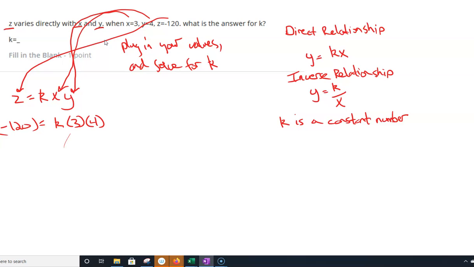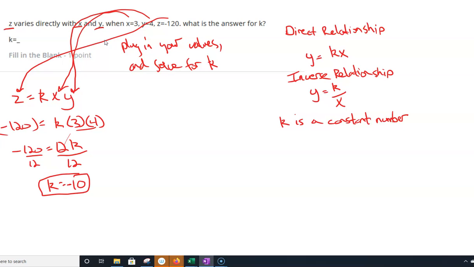So I can solve this for k pretty easy, right? 3 times 4 is 12, so it's 12 times k equals negative 120. All right? So one more step to get k by itself is I'm going to divide both sides by 12, and I get k is equal to negative 120 divided by 12. You can use a calculator if you need to, but that would be 10. And it is negative 10, right? Because a negative over a positive is a negative. So your final answer here is k equals negative 10.